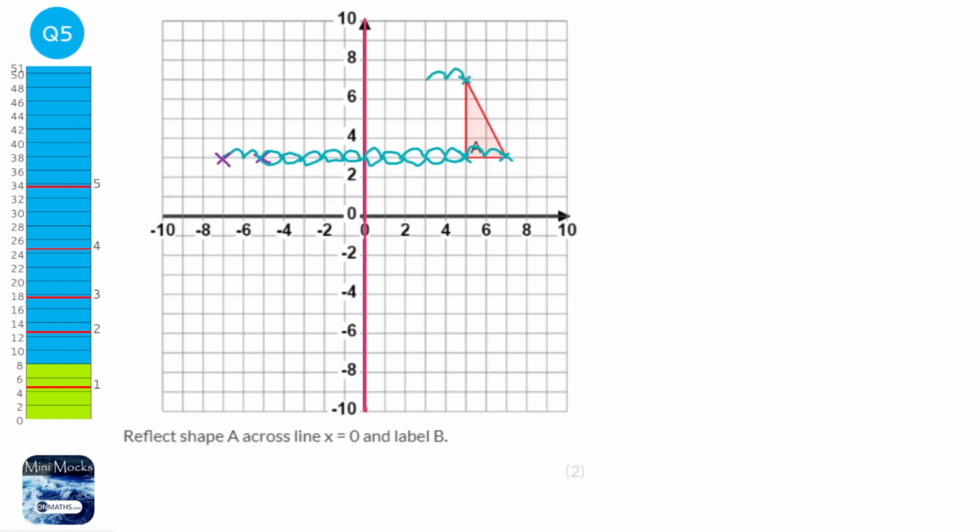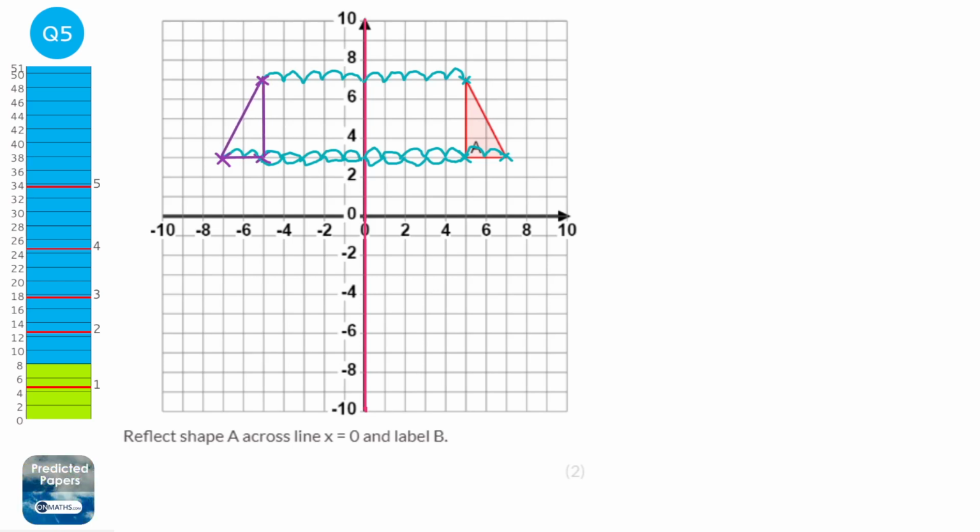So 1, 2, 3, 4, 5. And as you get good at it, you don't necessarily need to do all three. You might only need to do one, and you can figure out the rest of them from that. And let's just make sure this is nice and straight.